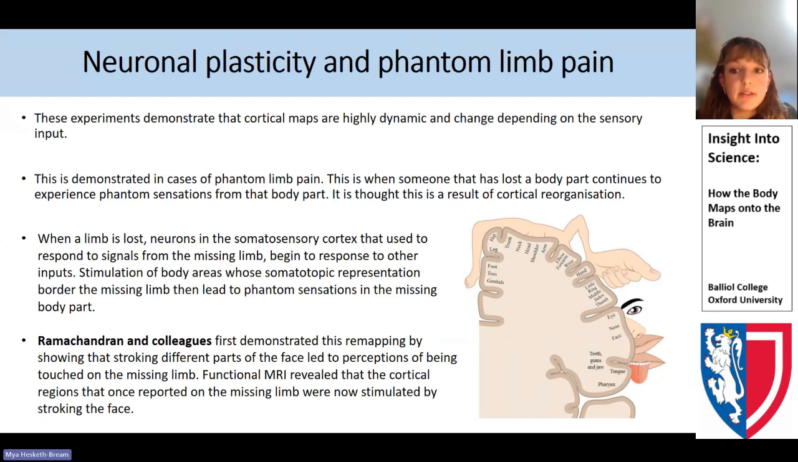Stroking the face leads to this phantom limb sensation. So they performed functional MRI, which is a type of imaging technique of the brain, and you can look at how the brain is changing over time. And that revealed that the cortical regions that once reported on this missing limb were now stimulated by stroking the face. So it's a very interesting phenomenon, and it affects a lot of people that have lost limbs. They have this pain. It's now thought that this is a result of how plastic the brain is and regions taking over that part of the brain.